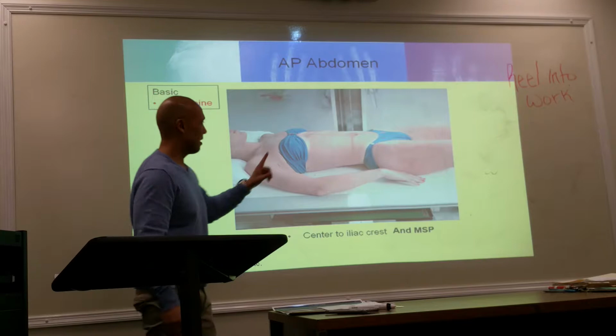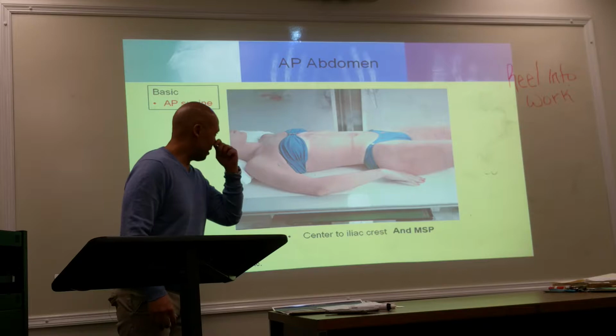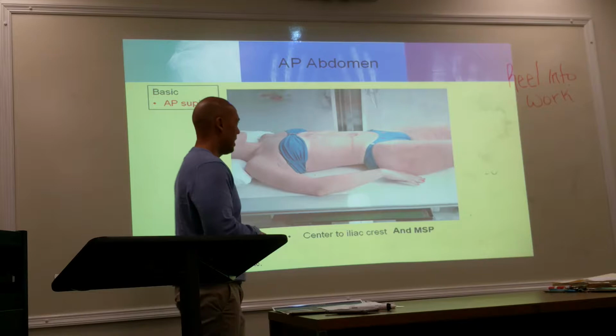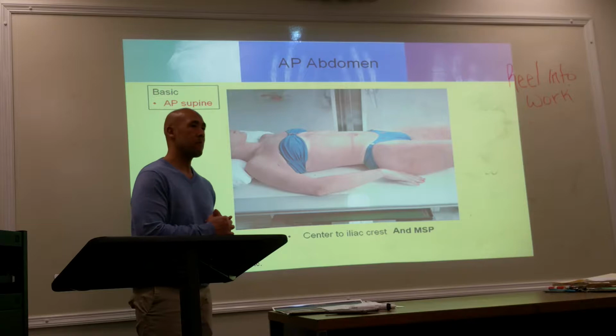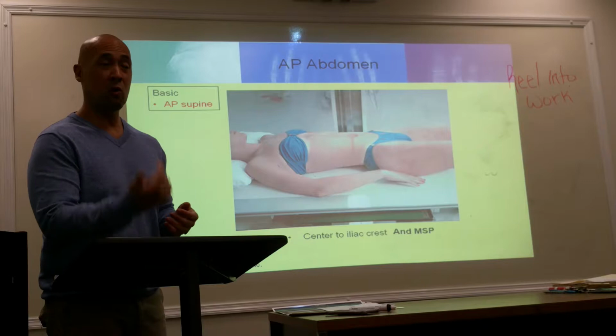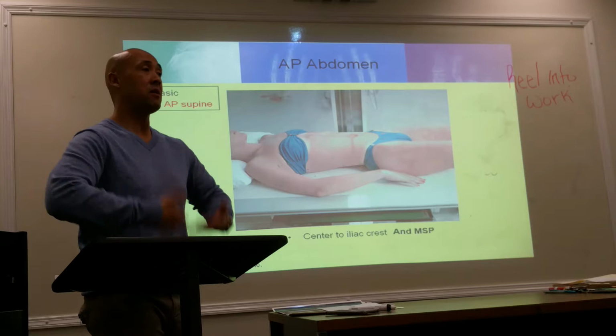Place something underneath the leg to, again, remove the pressure from underneath them. Okay. Central ray is going to be mid-sagittal plane and at the iliac crest at 40-inch SID. Breathing instructions, what are we doing? Holding the breath. Hold it on inspiration or hold it on expiration? Expiration. So breathe out. You want to bring the diaphragm up, get more of the abdomen on there. Okay? Expiration.